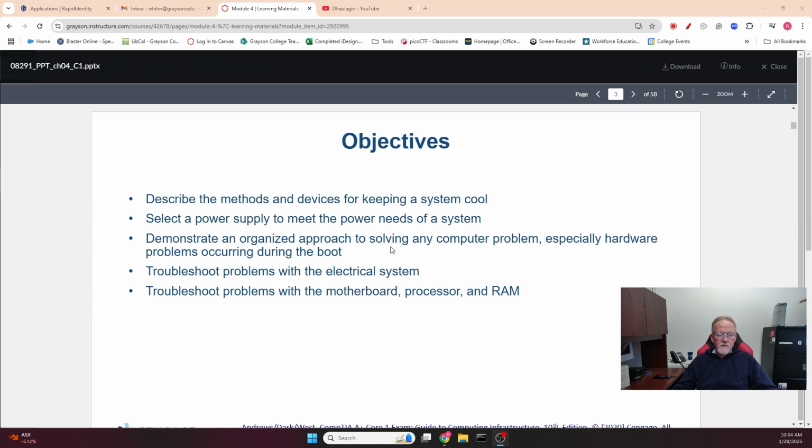Demonstrate an organized approach to solving computer problems. There are steps to follow, and if you follow the steps, you'll get to the right place. Troubleshooting problems with an electrical system and troubleshooting problems with the motherboard, processor, and RAM. We've already looked at some of these, and we're just going to continue on and look at some more of them.